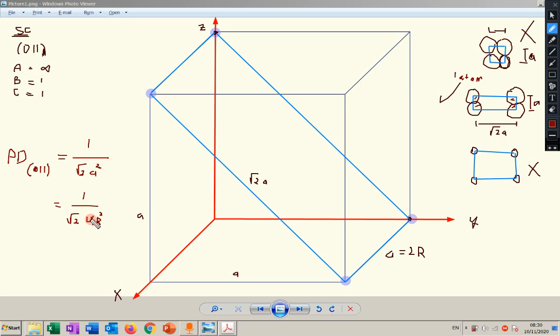Now the unit for planar density, because we have R squared, is atoms over nanometer squared, or you can take the reciprocal and bring this one up, so it will be nanometer to the minus 2. Why? Because it's R squared, nanometer to the minus 2. You can write the unit for planar density in this manner.